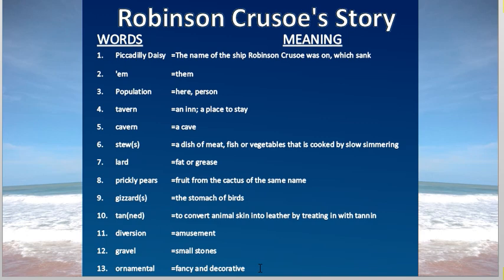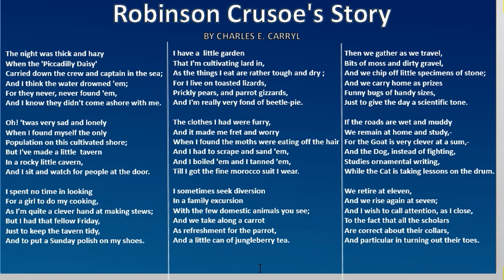Okay, now we are ready to start reading the poem. If you have your books with you, open up page 88 and let's start reading. Robinson Crusoe's Story by Charles E. Carroll. The night was thick and hazy when the Piccadilly Daisy carried down the crew and captain in the sea. And I think the water drowned them, for they never, never found them, and I know they didn't come ashore with me.